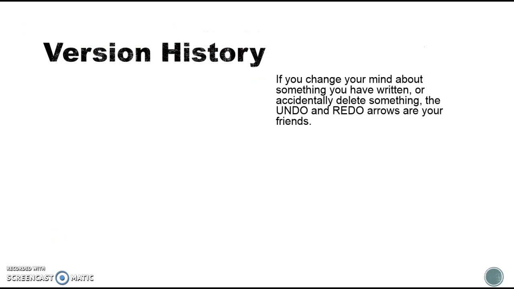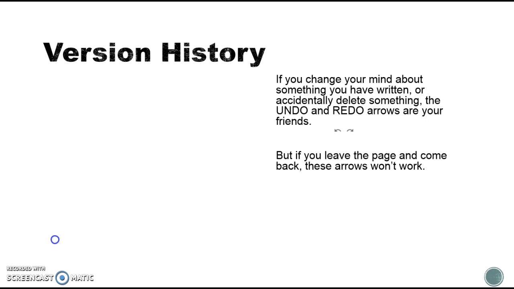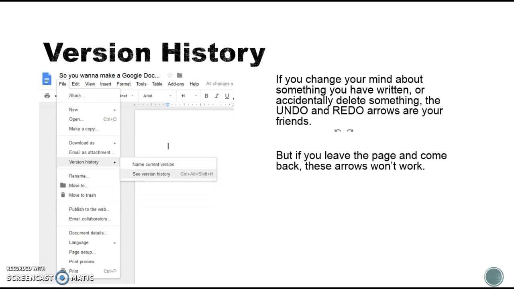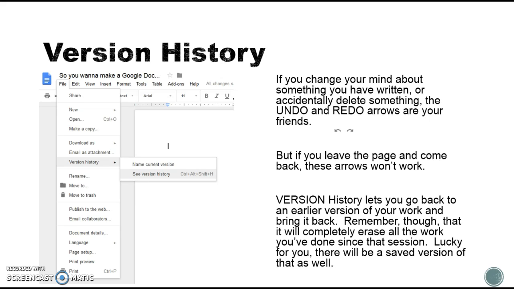Version history. If you change your mind about something you have written or accidentally delete something, the undo and redo buttons are your friends. But if you leave the page and come back, these arrows won't work. Version history lets you go back to an earlier version of your work and bring it back. Remember, though, that it will completely erase all the work you've done since that session, but luckily for you, there will be a saved version of that as well.